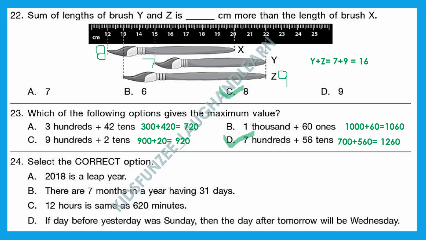B. There are 7 months in a year having 31 days. Yeah, this is correct. So we got our correct answer as option B.